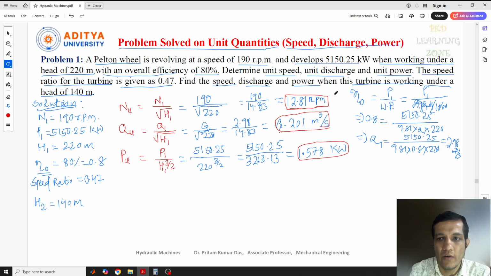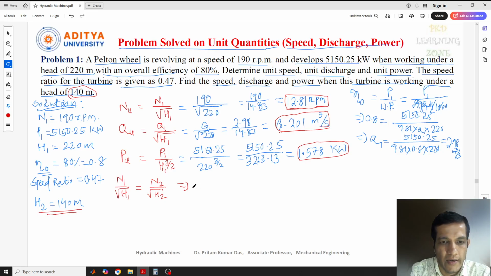Now the second step is given: when the turbine is working under a head of 140 meter, when H2 is 140, then for that we need to calculate speed, discharge and power. So for that we know the formula N1 by root over H1, this is for a single turbine, one head and one turbine. Another head is given, so we can write N2 root over H2. I need to calculate the speed, only the speed.